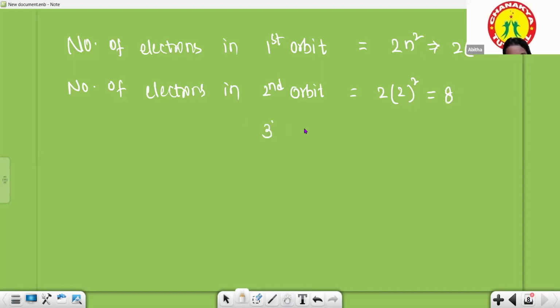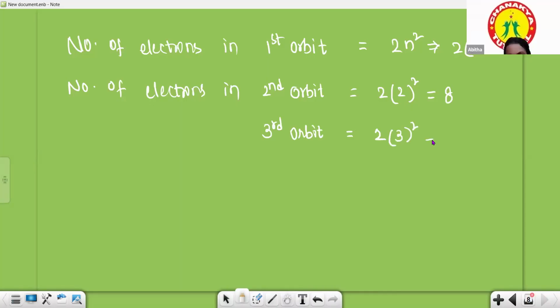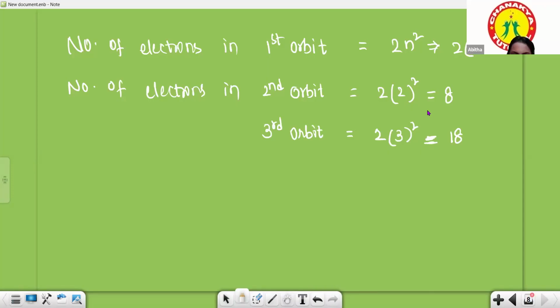In the third orbit, 2n square is the formula. 2 into 3 square, which is two into nine, that is 18. Understand? In this way, we generally use our formula.